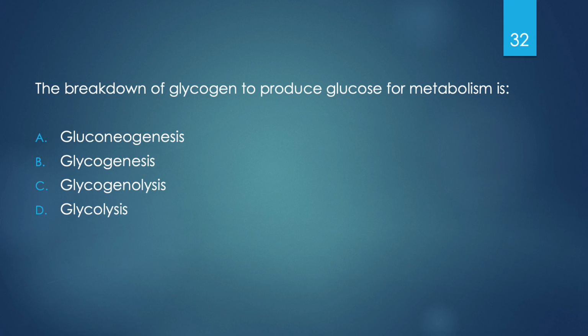So what you need to do here is differentiate between glycogenolysis and glycolysis. What's important is to recall that the question is asking you how to break down glycogen, not what the end product is. If we're breaking down glycogen, the process is glycogenolysis, which is the answer. But if we were breaking down glucose, then the answer would be D, glycolysis. But for this question, the answer is C, glycogenolysis.